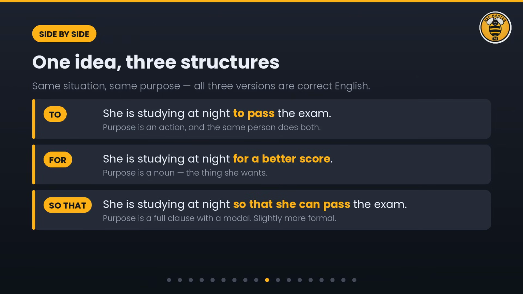All 3 sentences are correct. They are simply 3 different tools, and confident speakers move freely between them.